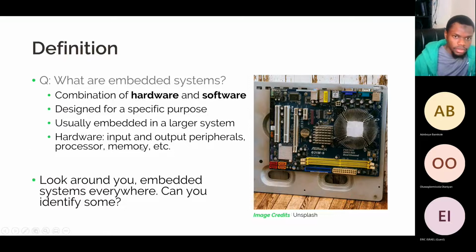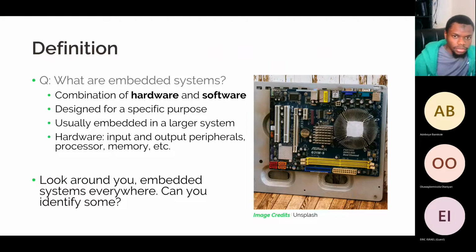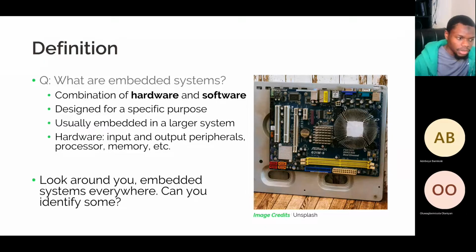Okay. All right. So let's start by defining what an embedded system is. An embedded system is basically a combination of hardware and software. That is, you have the hardware part of it, and then you have the software part of it. And embedded systems are usually designed for a specific purpose. So what that means is, for example, the motherboard of your computer is an embedded system. It's designed for a particular purpose, to serve as the motherboard of a computer, and that's just what it's designed for.